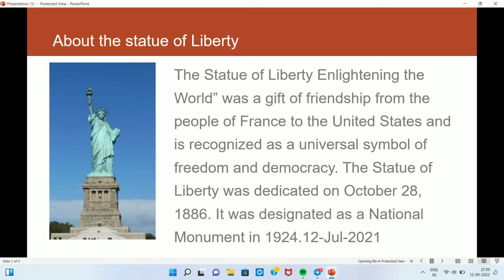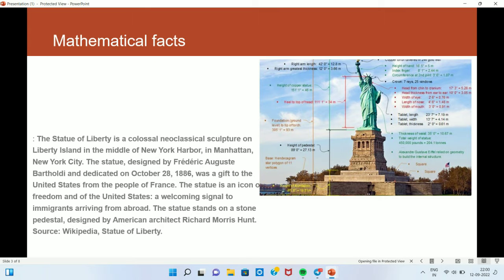Now we will move to the next slides. There we will be talking about the mathematical facts of the Statue of Liberty. You will see the presentation, or PPT, with the help of which I am speaking about that.